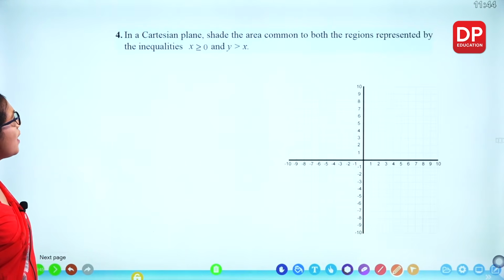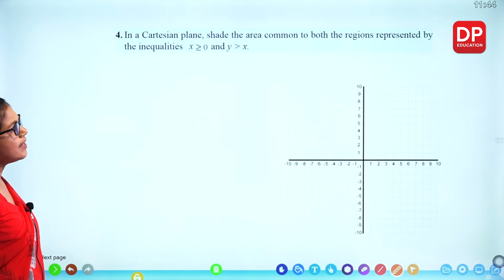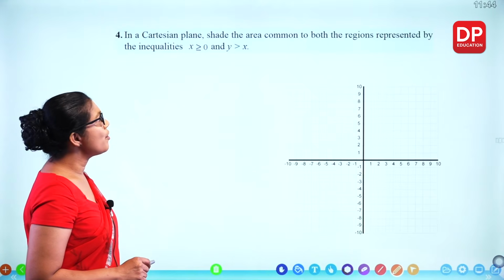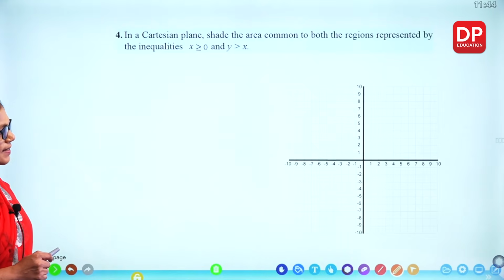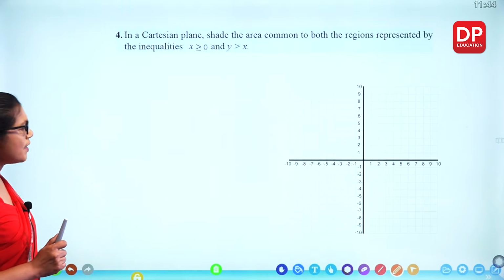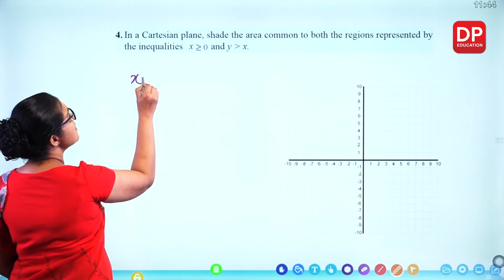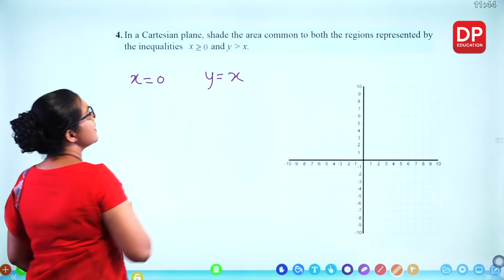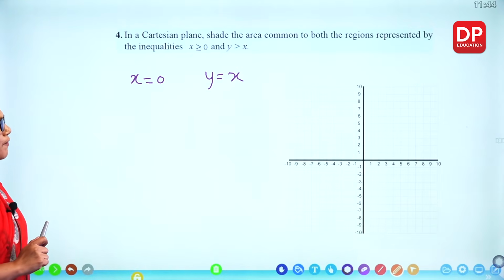We'll take the fourth one. In a Cartesian plane, shade the area common to both the regions represented by the inequalities x greater than or equal to 0 and y greater than x. Now we have to draw the two lines. So first thing we have to draw x equals 0 line and y equals x line. Those are the two straight lines we have to draw.